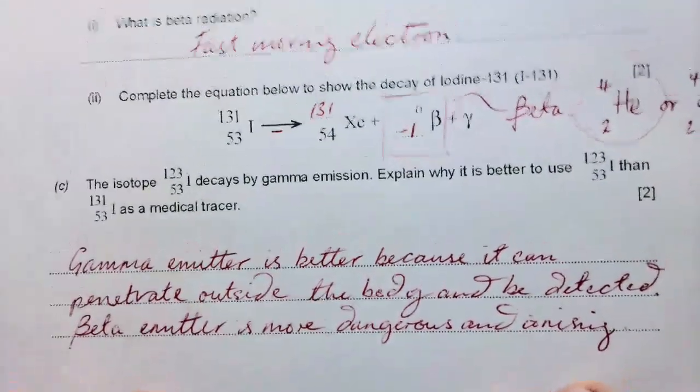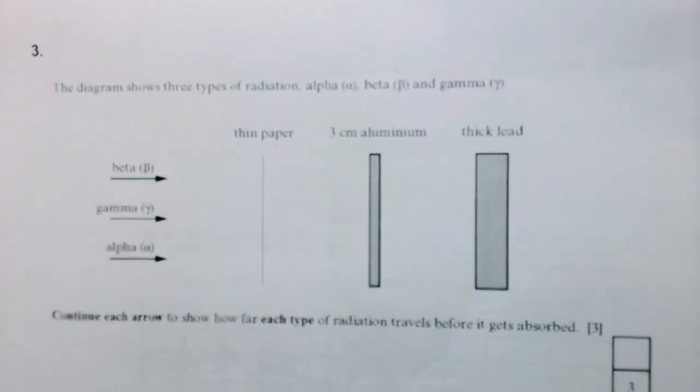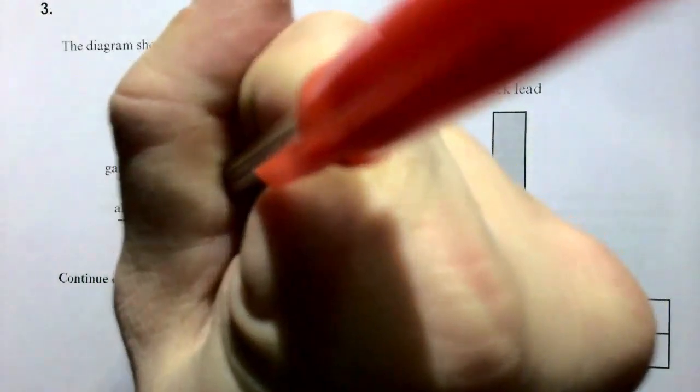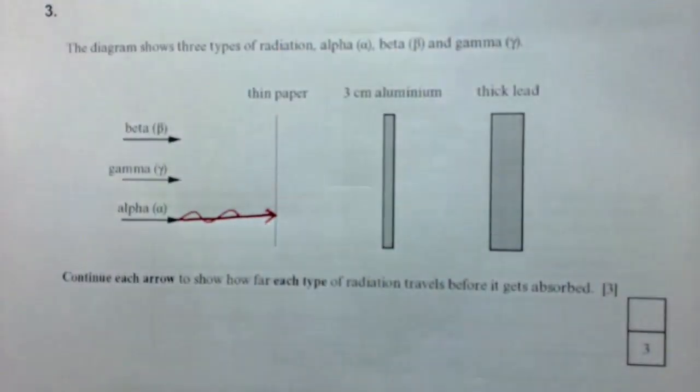Okay, let's move on. So this next one is to do with, again, the properties of alpha, beta, and gamma radiation, and in particular, the penetrative power. We've just already discussed briefly that gamma radiation passes through the body, it can penetrate out of the body and be detected very easily. But you also need to know that, for example, alpha is stopped by something as thin as paper. So if we had an alpha source, it would be stopped by something as thin as paper.